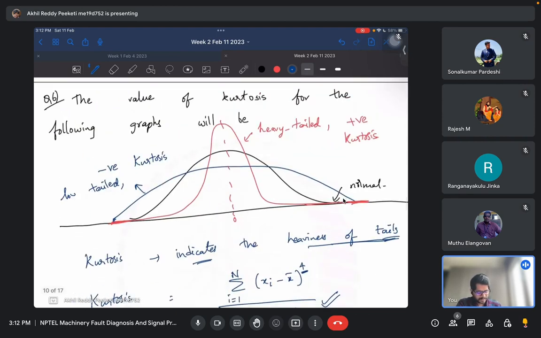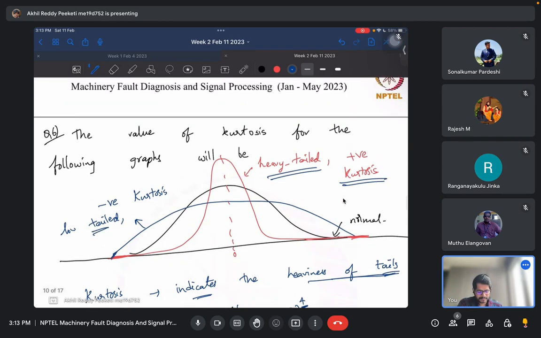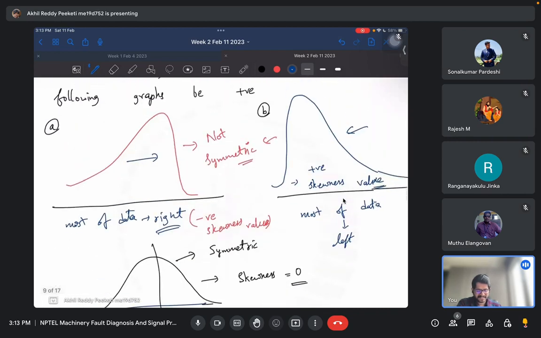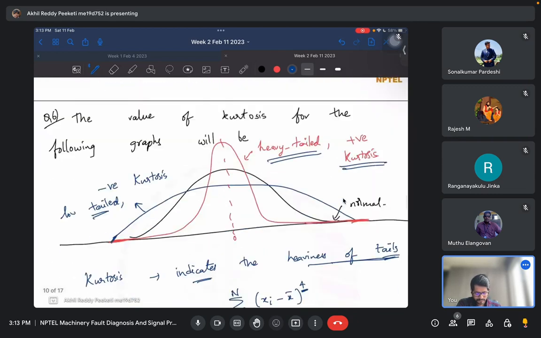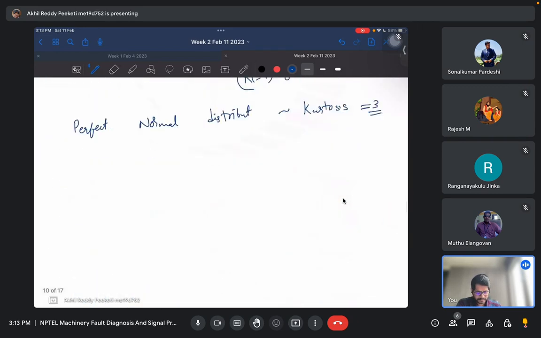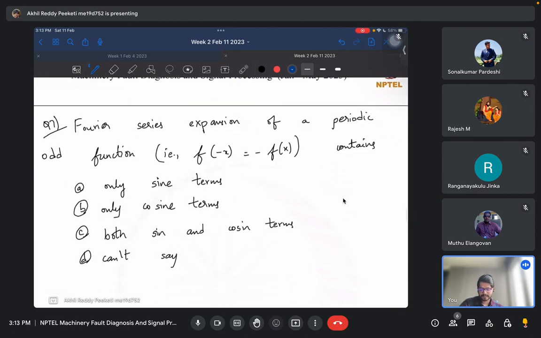So if the tails are big compared to the data, then it will be positive kurtosis and heavy tail. And if the tails are less, then it would be negative kurtosis and low tail. Okay. So as skewness indicates the symmetry, kurtosis indicates the tail behavior. Okay. So let's look at one more question.